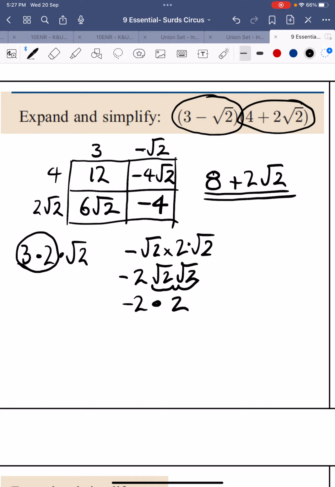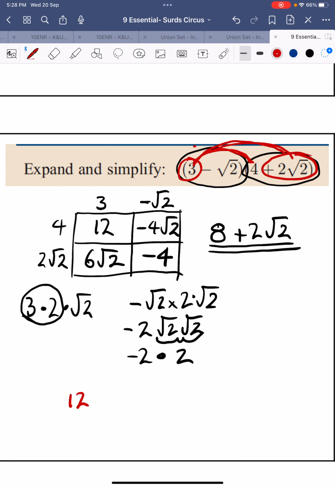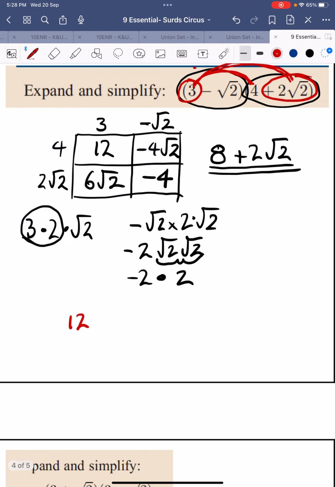Alternatively, we can actually do a different way without using the grid, and we can grab the first piece here and times it by each term in the second, right? So 3 times 4 here would be 12. I'll just do it down the bottom. And then this is 3 times 2 times root 2. And I think you can see that that's 6 root 2.